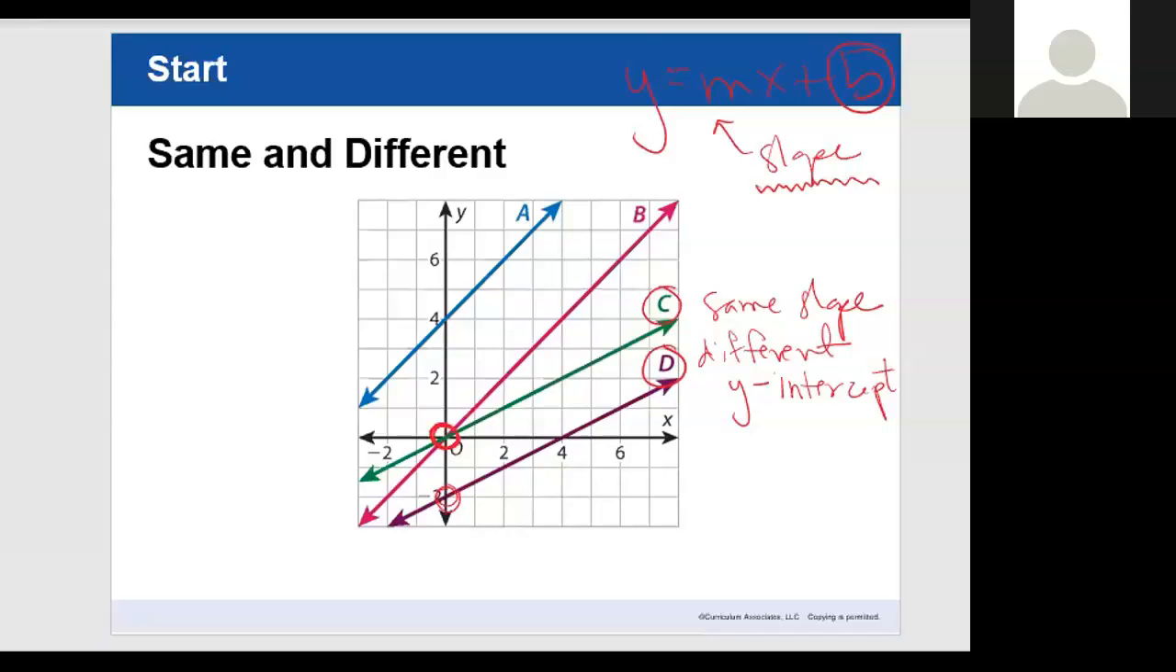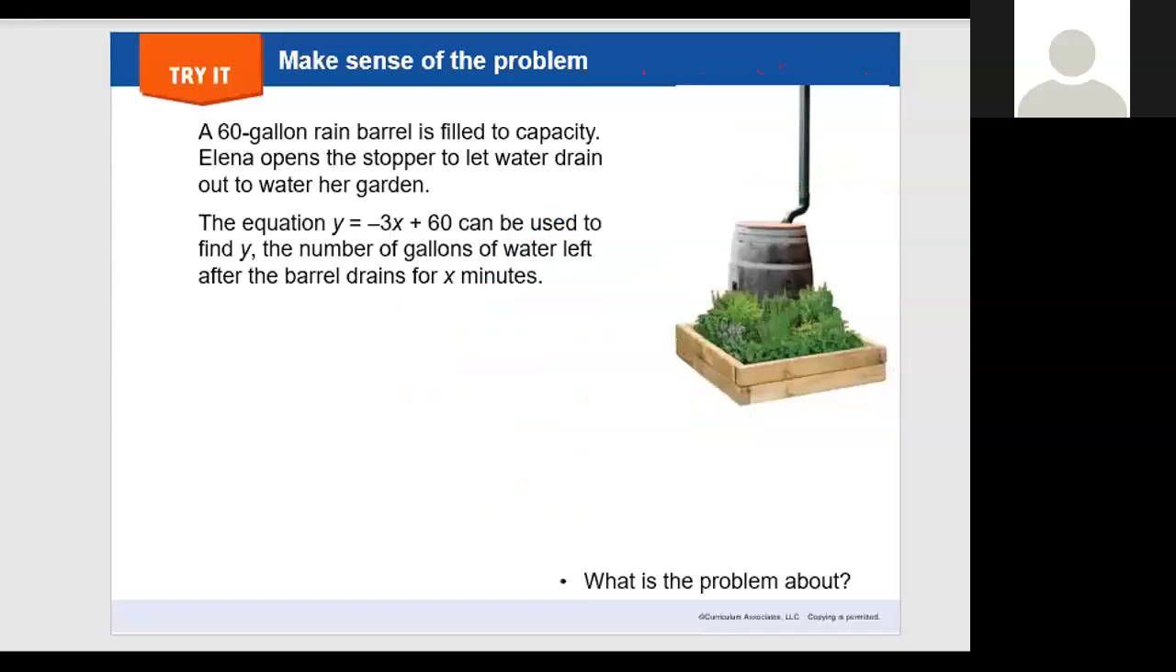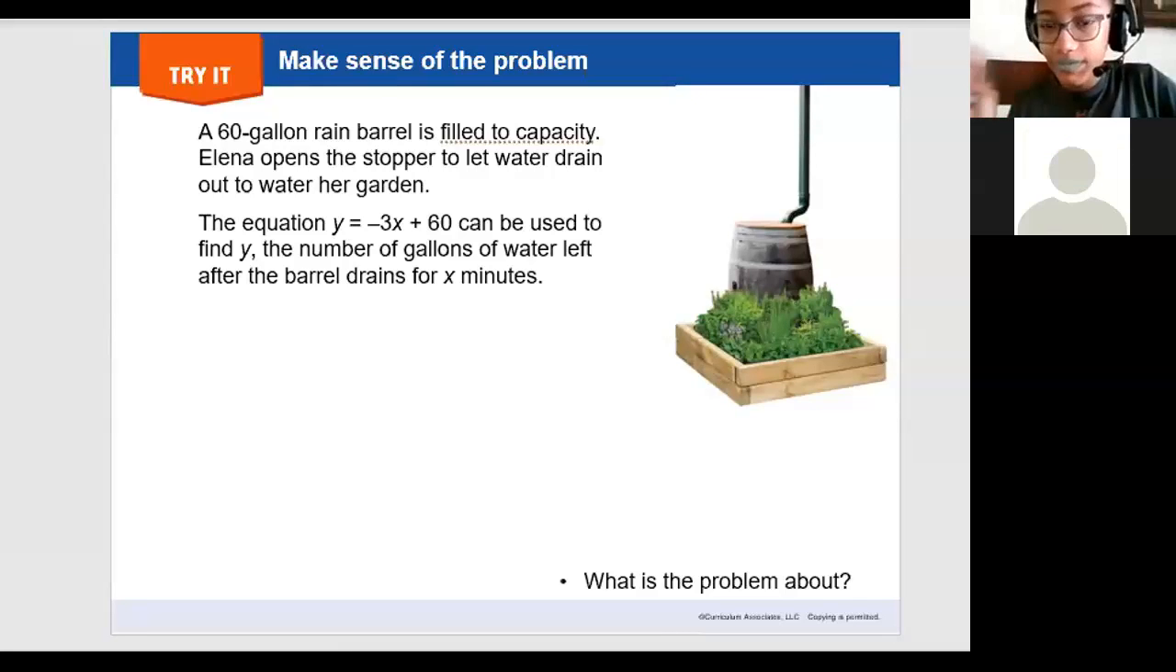Let's look at the next slide. So today we are going to work again with equations that are in that same form, in slope-intercept form. Y equals -3x plus 60 as an example of an equation in slope-intercept form. All right, we are on page 209 right now. Okay, let's read the problem.